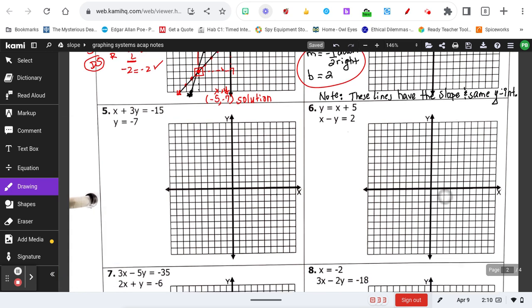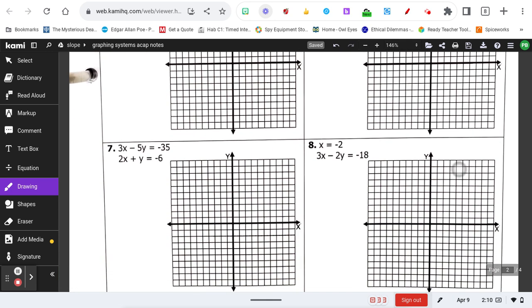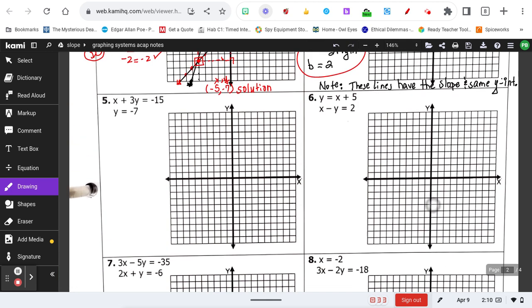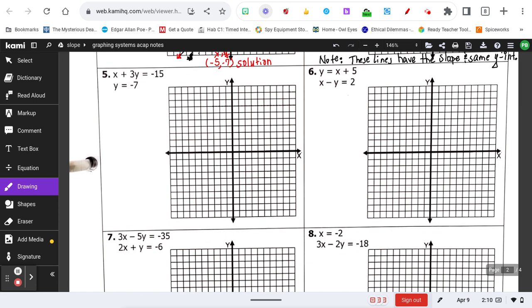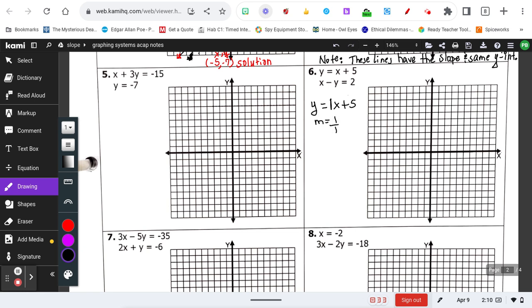All right, I'm going to skip 5. I'm going to skip 5 and 8. All right, let's take a look at 6. I'm going to put an imaginary 1 there. So I can tell you that the slope is 1 over 1. And my y-intercept is 5.